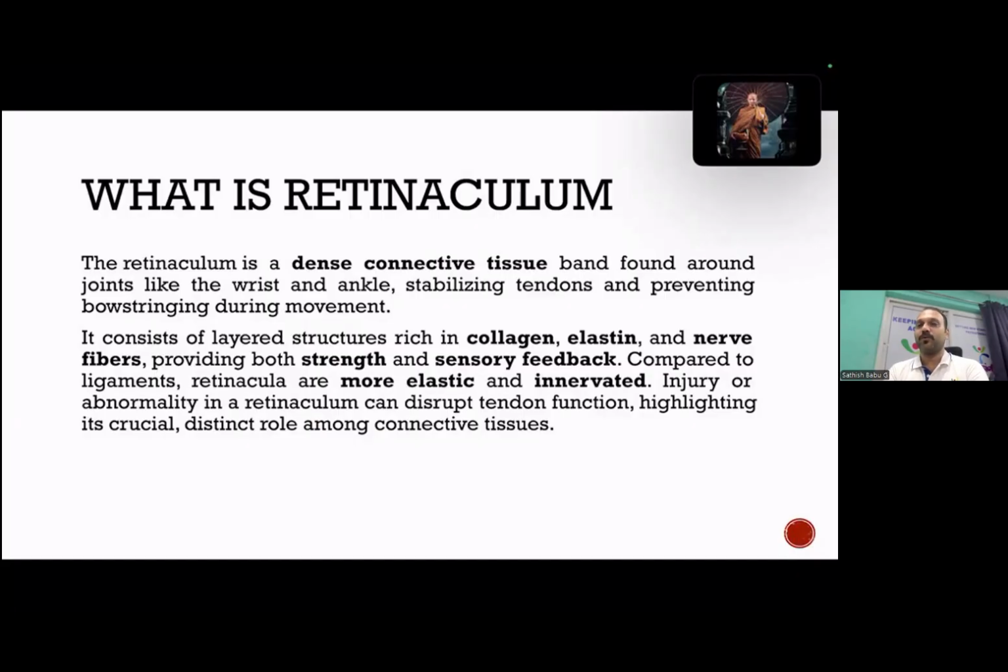When we treat, if we treat only the ligament, it will not be enough for us to load the patient or to do weight bearing much earlier. So we need to support the retinaculum also. Taping can be a very good technique where you can support the retinaculum to a certain extent and enhance the recovery process of the patient. So injury or abnormality of the retinaculum can disrupt tendon function, highlighting its crucial, distinct role among the connective tissues.